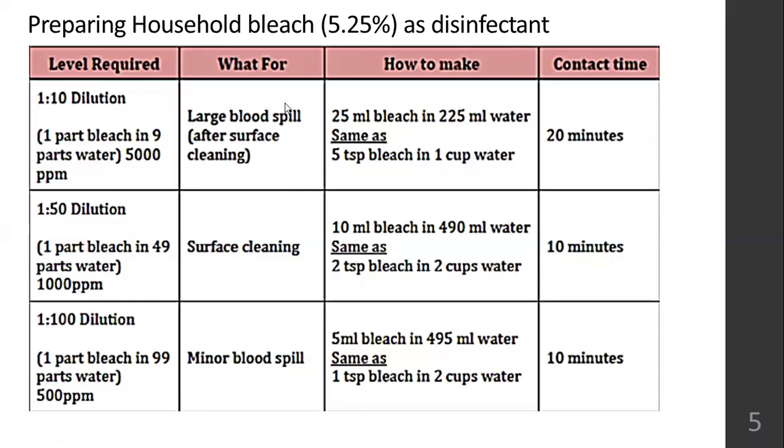ppm is parts per million. ppm stands for parts per million. Okay, that is the chemistry formula that you don't have to remember. Okay, what you can actually practice is 1 part bleach, 9 parts water. This is what you can do. Okay, parts per billion, no need to remember those.